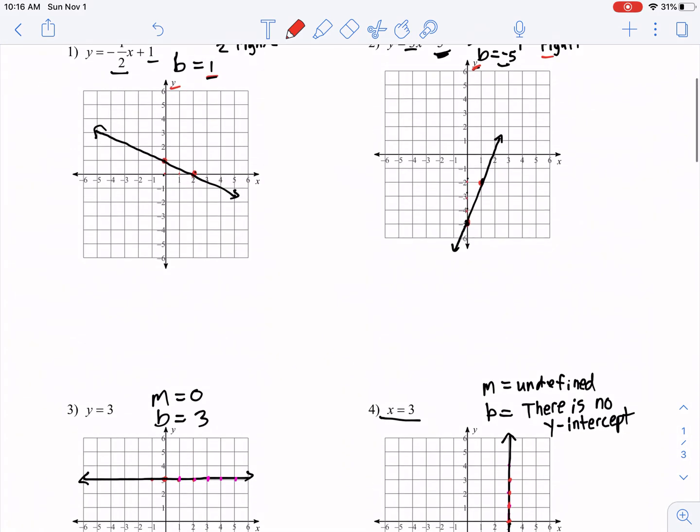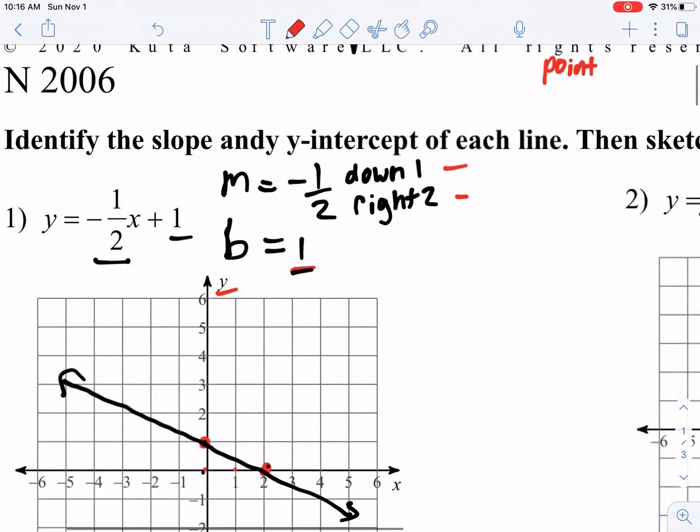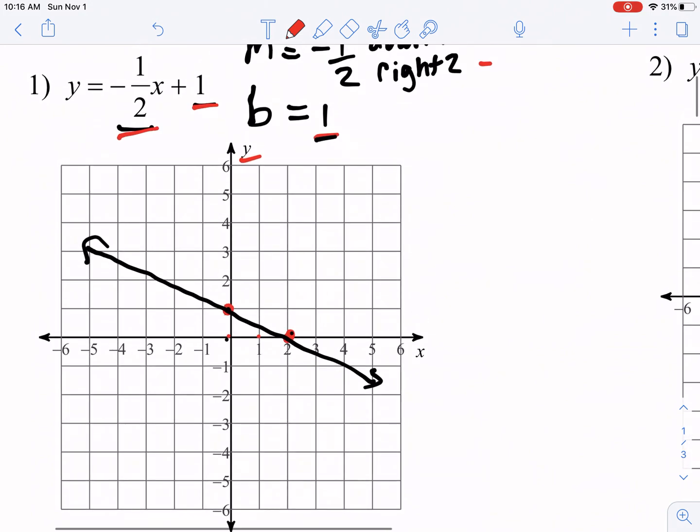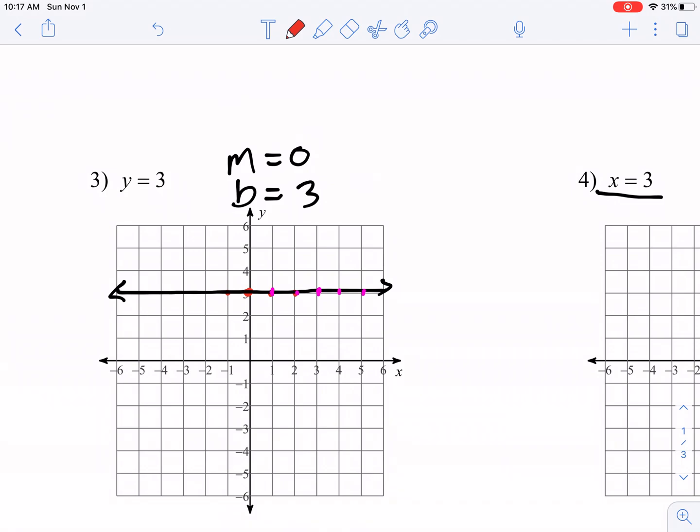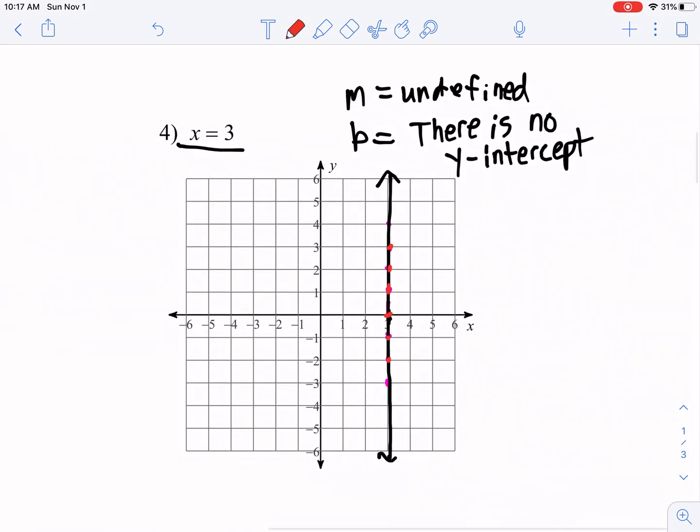So just to recap here, make sure you are able to identify your M and your B. B tells you where you start, where you're crossing the y-axis. M tells you how to get to the next point. In that case, it was a down 1 over 2. So that gave us our second point so that we can draw our line. Then, if we have a y equals, that's a horizontal line that crosses the y-axis at that value. In this case, it crossed the y-axis at 3. If we have x equals, that's a vertical line that crosses the x-axis at that value. In this case, it crossed at x equals 3. Okay?